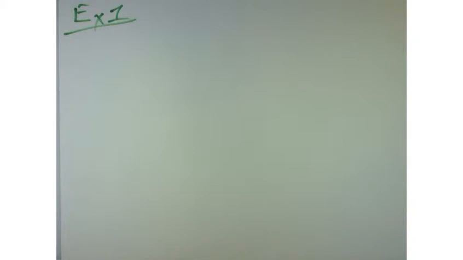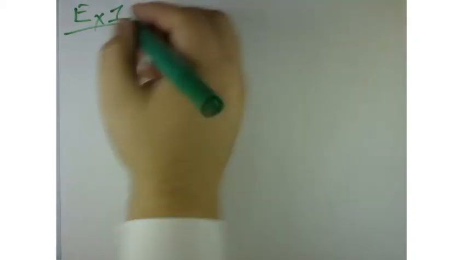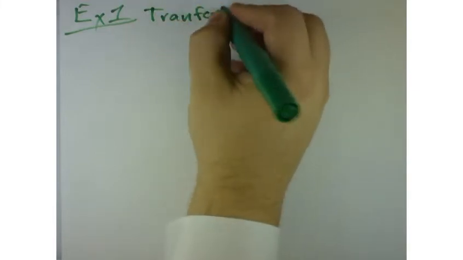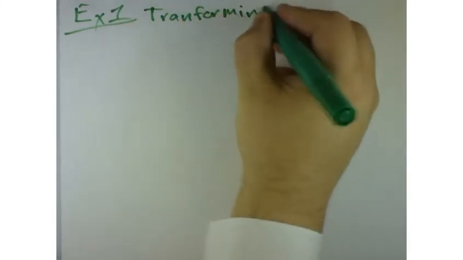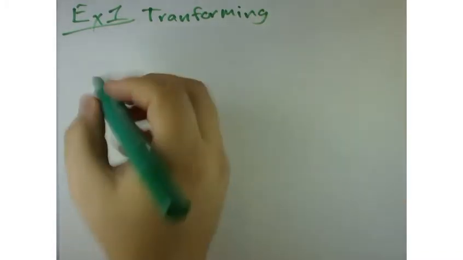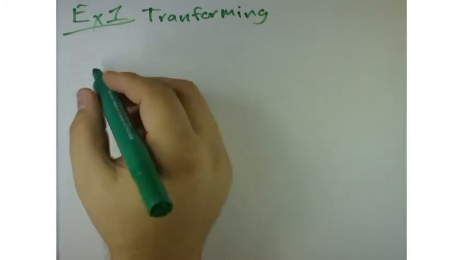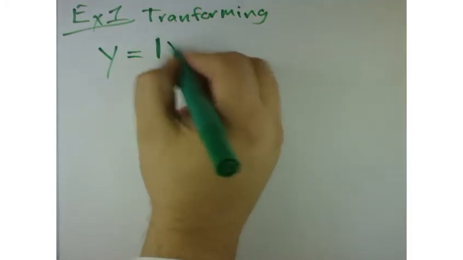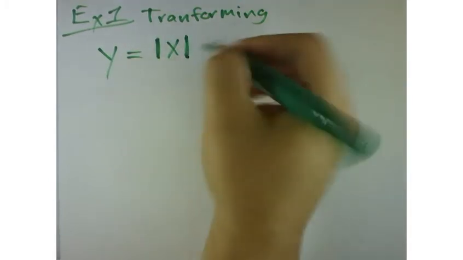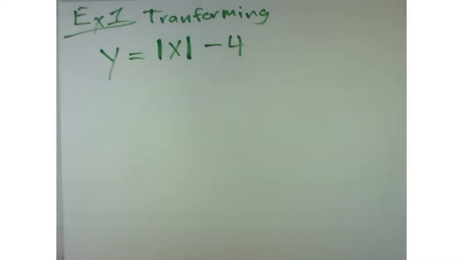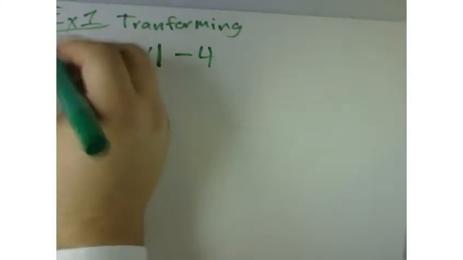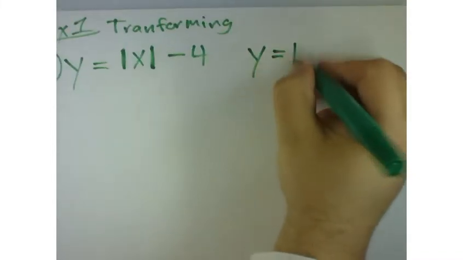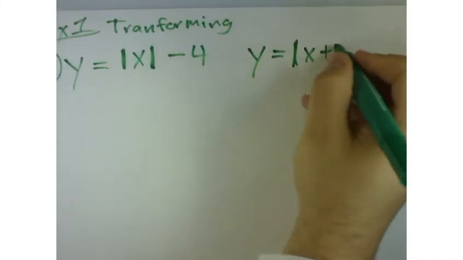Example number 1 from our textbook. We're going to start talking about transforming functions and relationships. Basically, we're going to look at the equation y equals the absolute value of x, and we're going to subtract 4 from it. Then we're going to look at a second equation, which is y is equal to the absolute value of x plus 2.